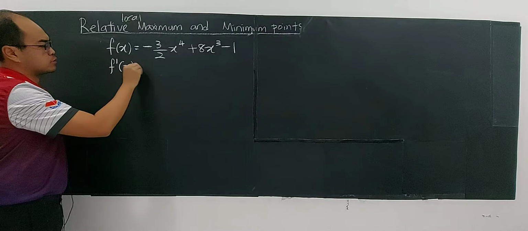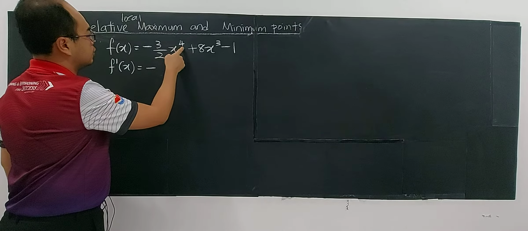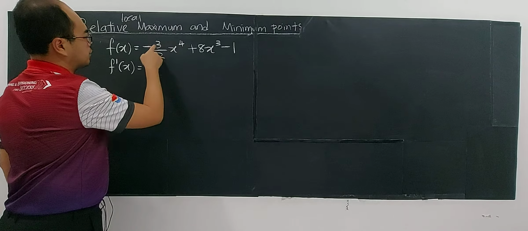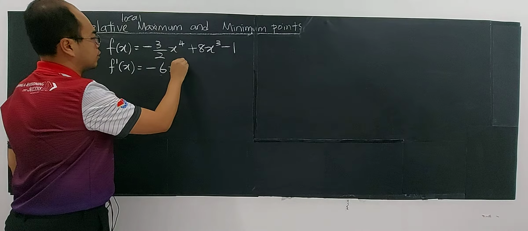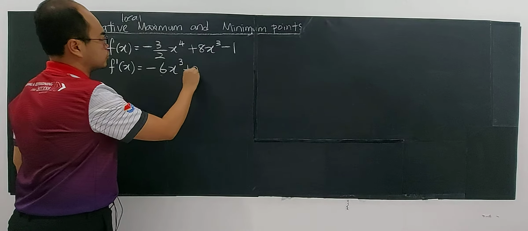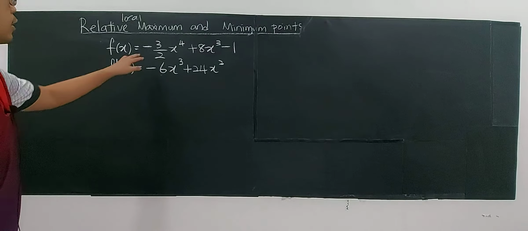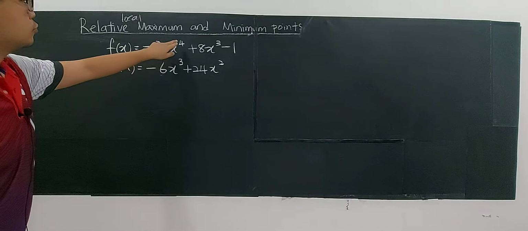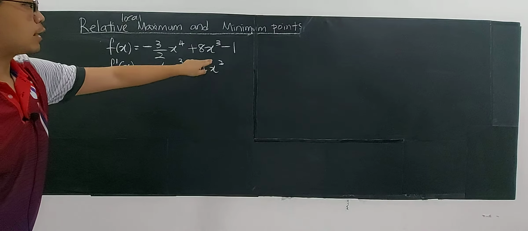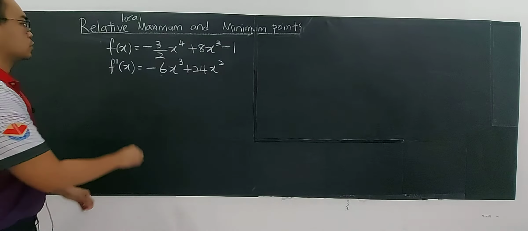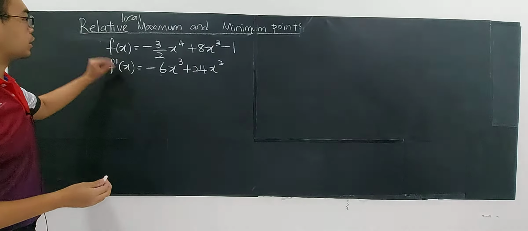So f prime x, you differentiate this function, you will have negative 4 times 3 over 2, which is negative 6x to the power of 3, plus 24x to the power of 2. Differentiate negative 1, you get 0. Okay, so of course, I want to find the critical point.